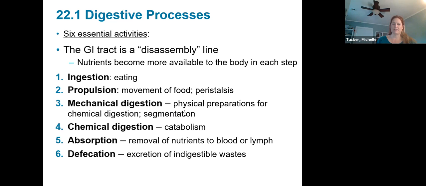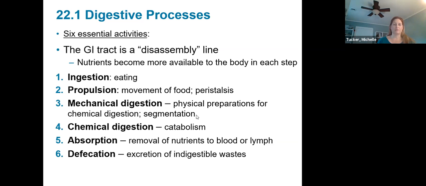The segmentation is going to recombine boluses. So it'll break a bolus in half. Some of it will move forward, some of it will move backward, and it will mix with other ones. And then it also turns that food around for better access to enzymes and later absorption of nutrients. We don't want to just get what's on the outside of that bolus.